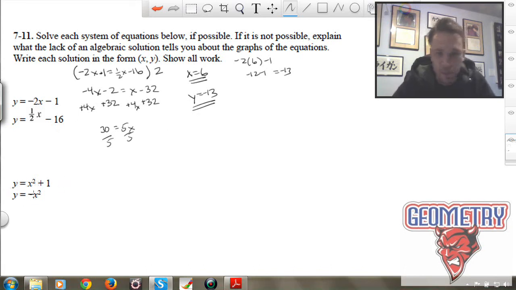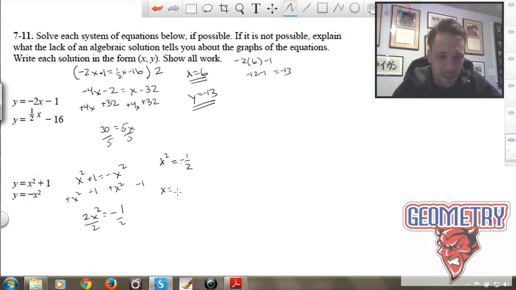This one is set up the same way, both set equal to y, so let's set them equal to each other. So we get x squared plus 1 equals negative x squared. I am going to move, again, all the x's to the left side and numbers to the right. So let's subtract 1 over there. Let's add x squared there. So we get 2x squared equals negative 1. Dividing both sides by 2, we get x squared equals negative 1/2.